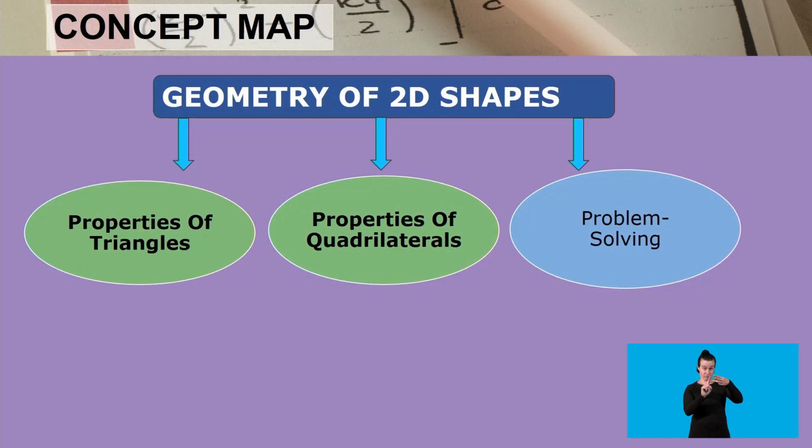Welcome back. Let's continue with our lesson, starting from the concept map. Remember, we divided it into three. We started with triangles. Now we're going to look at quadrilaterals, the properties thereof.